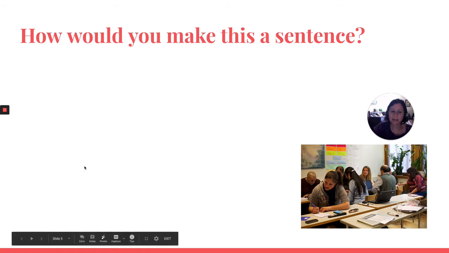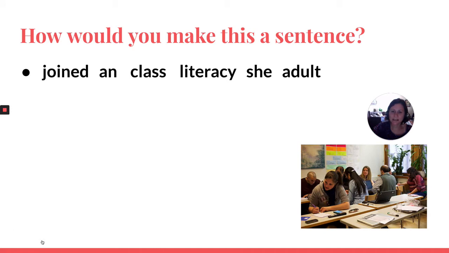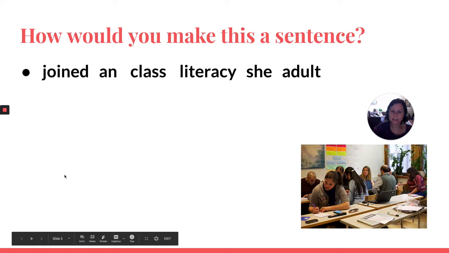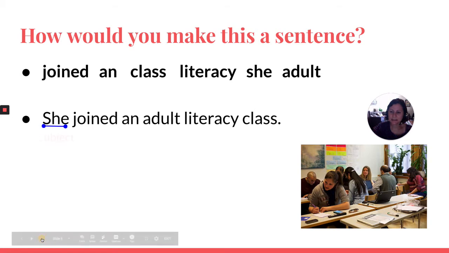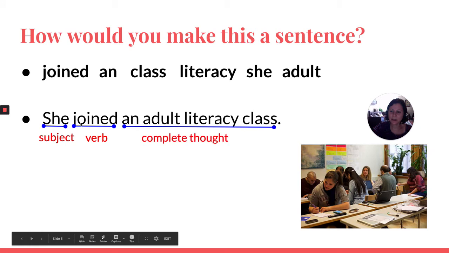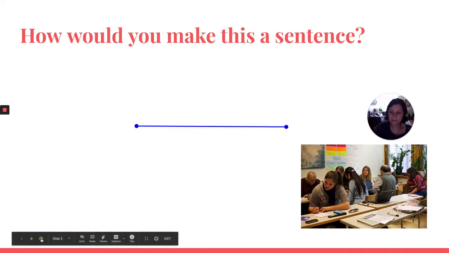How would you make this a sentence? Joined, in, class, literacy, she, adult. How could we make a complete sentence? She joined an adult literacy class. Subject, verb, and complete thought. It's important to keep in mind the word order. Okay, first comes the subject, then the verb, and then the complete thought.